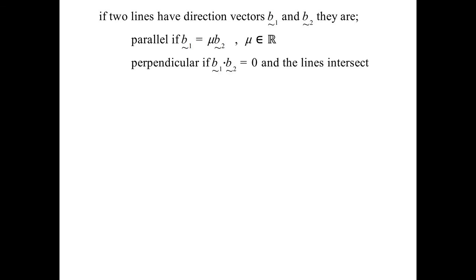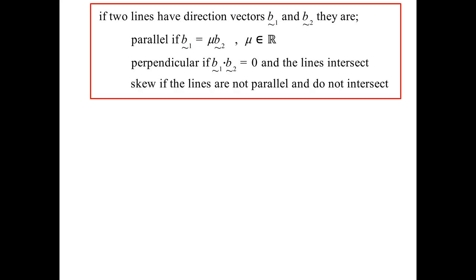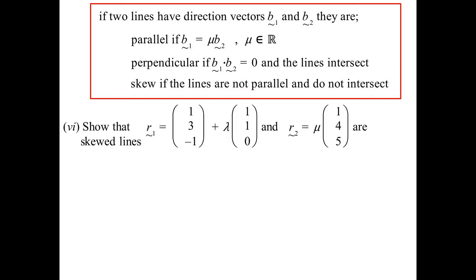If two lines have these direction vectors, b1 and b2, we know they're parallel if one direction vector is a scalar multiple of the other direction vector. Okay? Perpendicular if those direction vectors have a dot product of 0 and they intersect. If they do neither, then we just say they're skew. They're skew lines. So let's show that these two lines are in fact skew lines.